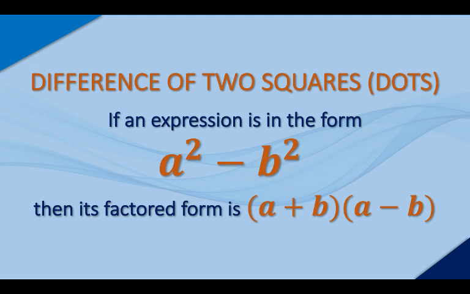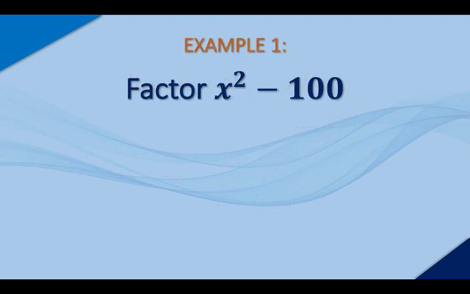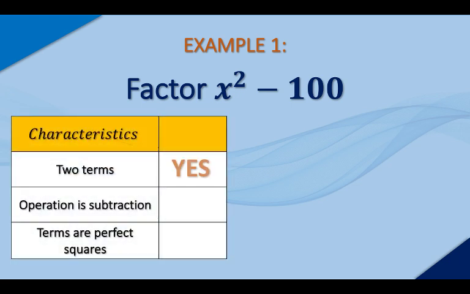Now let's try out an example. Number 1, factor x squared minus 100. Remember that when you're factoring a binomial, that binomial is possibly a difference of two squares because of it being a binomial. But remember, being a binomial is not the only requirement for being a difference of two squares. The operation must be subtraction, and the terms must be perfect squares. In this case, both characteristics are also present.